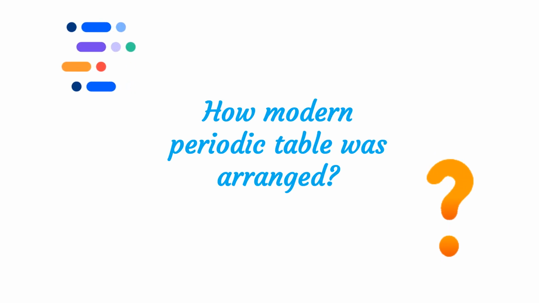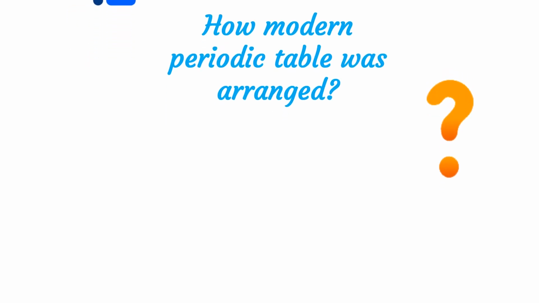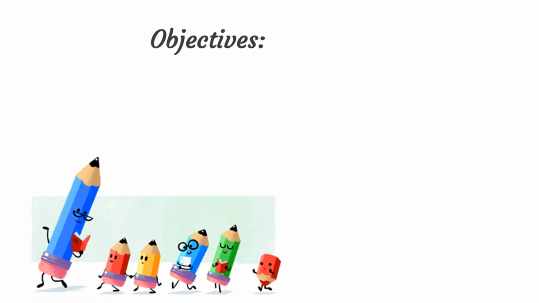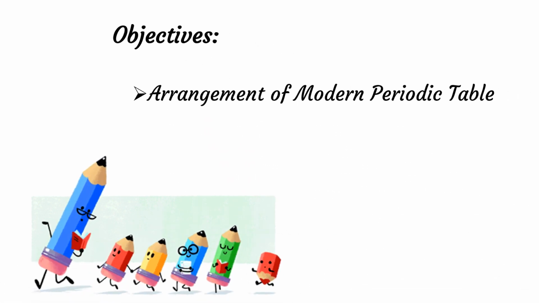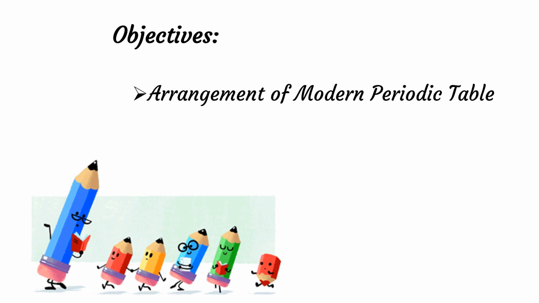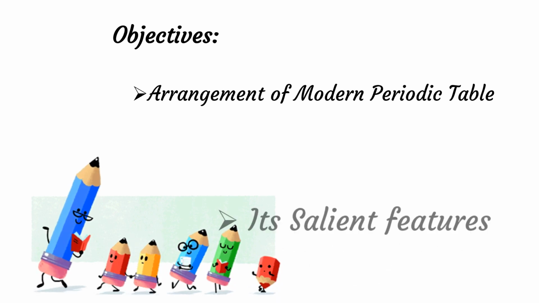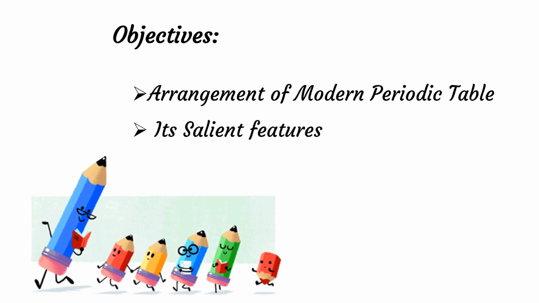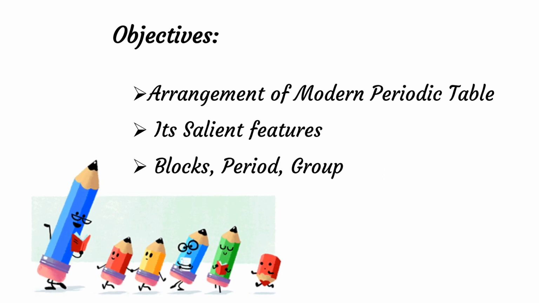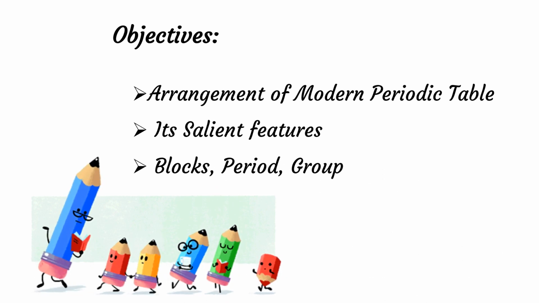Think about how the modern periodic table was arranged. Today our objectives are: you may understand the arrangement of the modern periodic table, understand salient features, and understand the terms about blocks, period, and groups in detail.